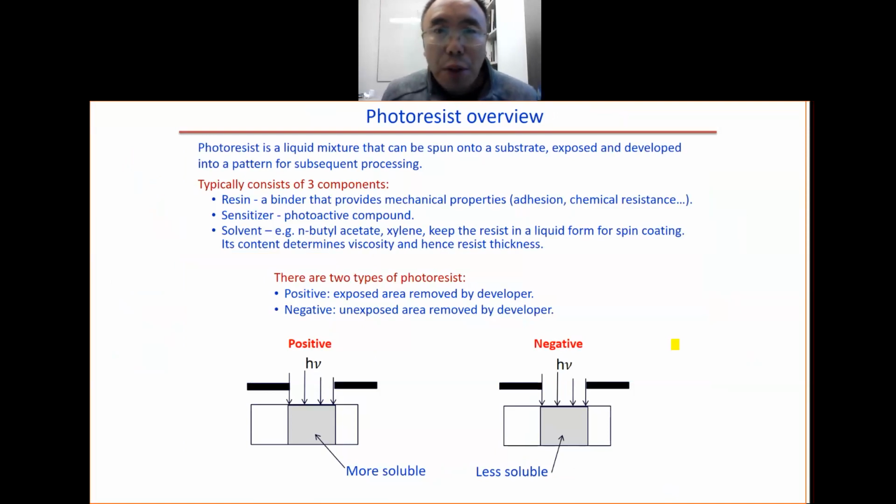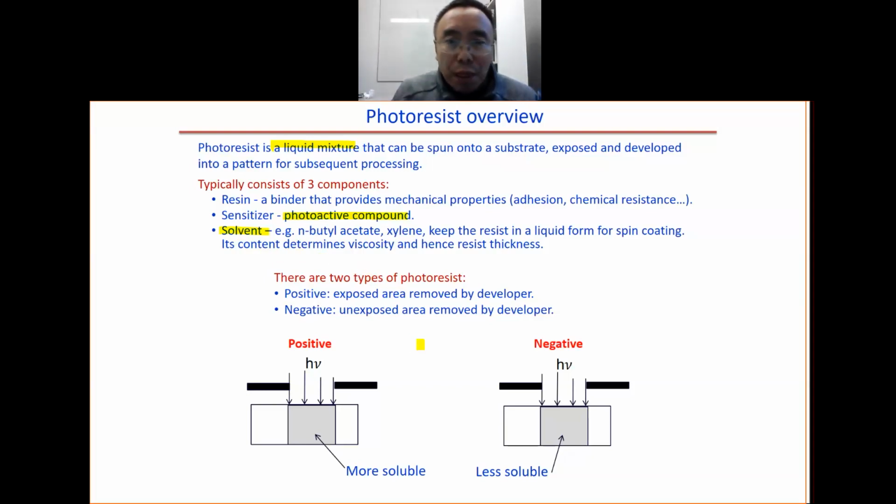So now let's look at the property of the photoresist. The photoresist is a liquid mixture that can be spin coated onto the substrate. So the resist contains 3 components. First is the background material. Background material is also called a resin, a binder that provides mechanical property, adhesion, and other properties. Then we have something sensitive to the light. The material sensitive to the light is called a photoactive compound. The third component is the solvent. So we need to dissolve the resin and the sensitizer into the solvent to form the liquid. Then we do the spin coating to get the resist film.